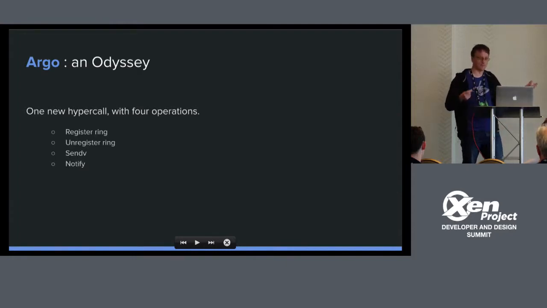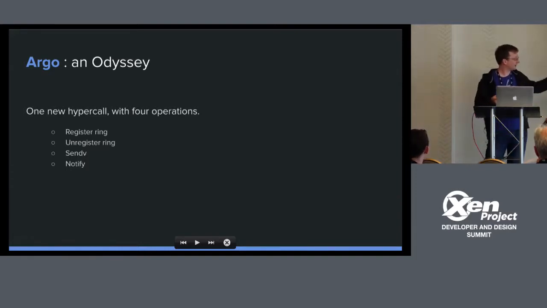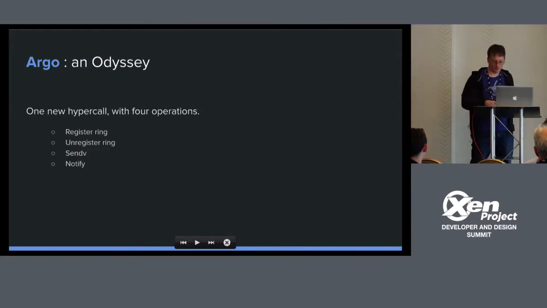We register ring, unregister ring. I'll talk through this a bit later, but basically if you're wanting to establish the ability to communicate, you reserve a region of memory and you let the hypervisor know, and then there's these 2 other hypercall operations to actually operate it.